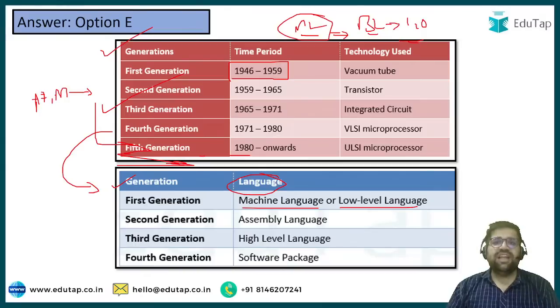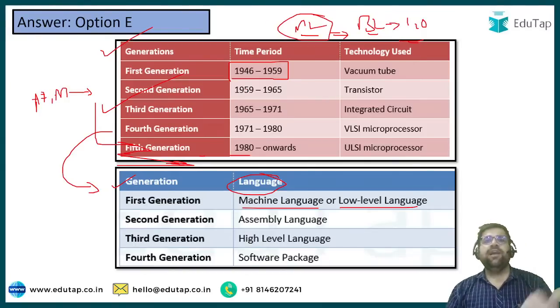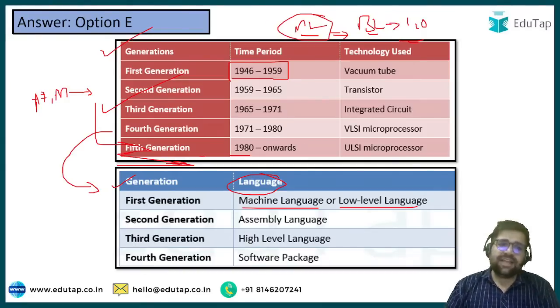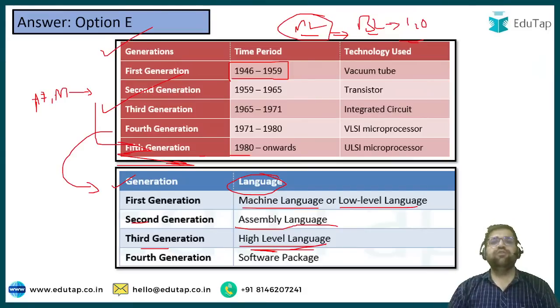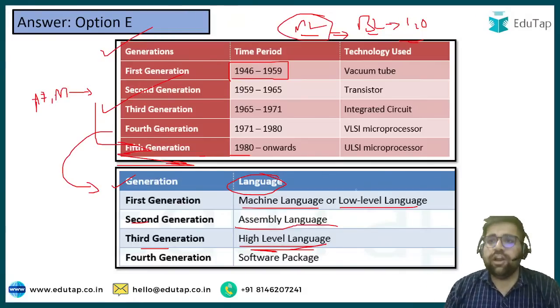Machine language is that language which is directly understandable to the computer. Second generation computers were using assembly language. Third generation computers were using high level language. Now fourth generation were using software packages, like they were having big software packages so that they can directly start their operation. Do let me know whether this particular statement is true or false.